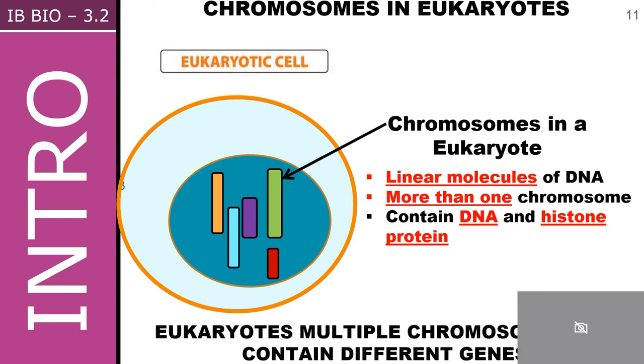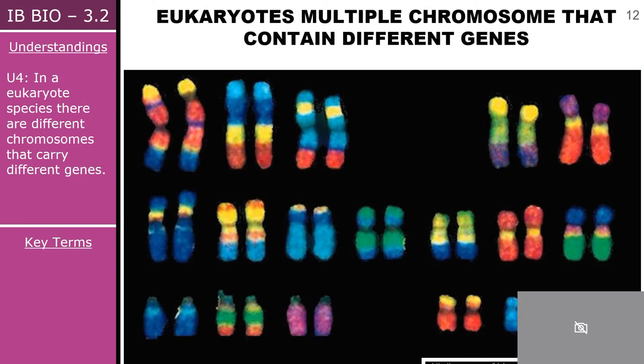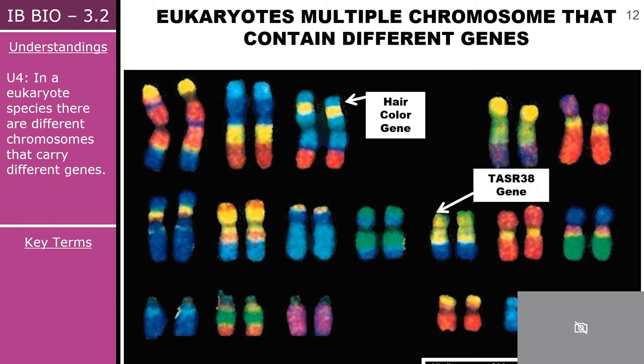So again, the other thing that you're seeing here is that eukaryotes have multiple chromosomes, and each of these chromosomes contains different genes, right? So if this is, I think, a karyogram of humans, on this chromosome, you might have a gene for, say, hair color. And on this different chromosome over here, you might have the gene for PTC detection. And on a different chromosome somewhere else, you might have a height gene. So in a eukaryotic cell, you'd have these multiple linear chromosomes, but each of them contains different genes. Okay?